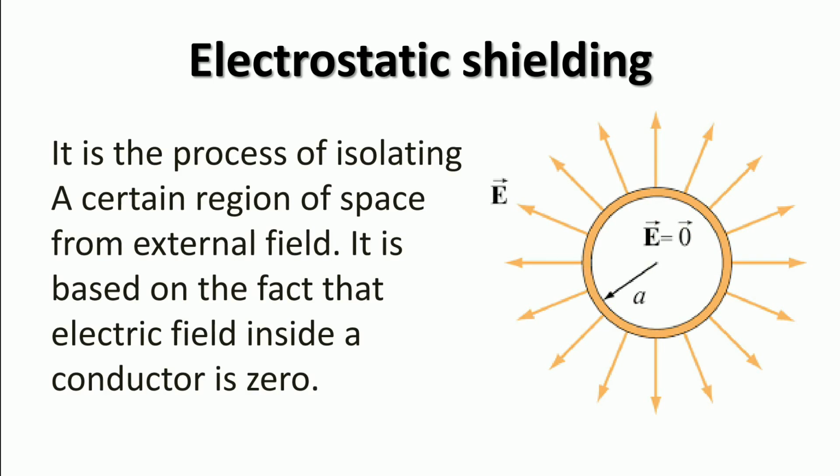So what is this? It is the process of isolating a certain region of space from an external field, like this. This is a certain region which is isolated from this electric field. Why is this isolated? Because it is a conductor and all the charge remains on the surface of a conductor. It is based on the fact that the electric field inside a conductor is zero. So with the help of this fact, we have isolated an object, and this process is called electrostatic shielding.